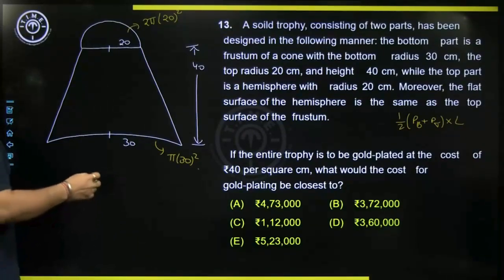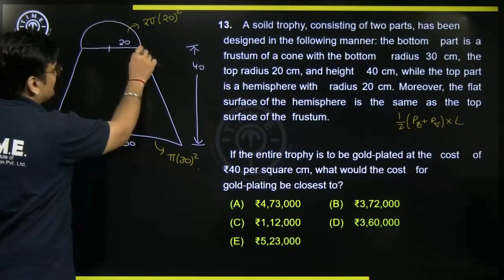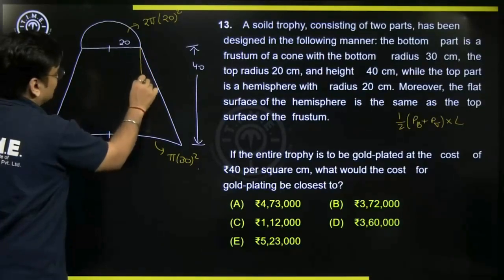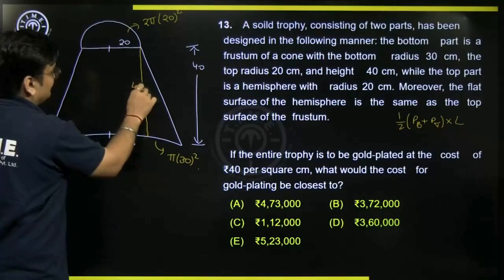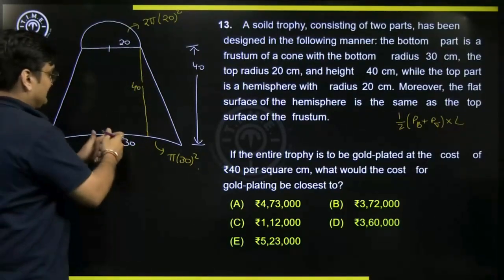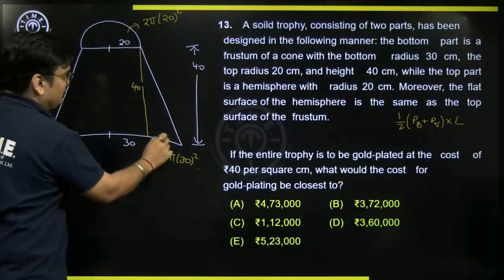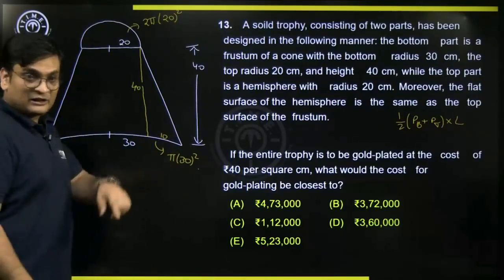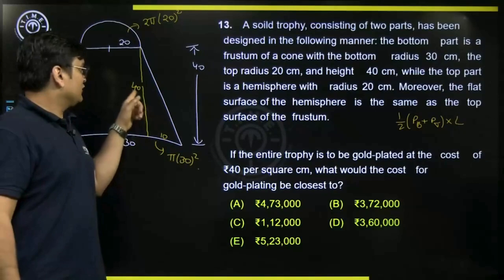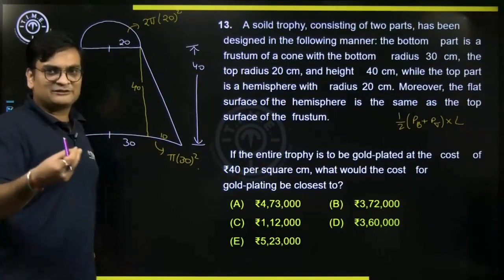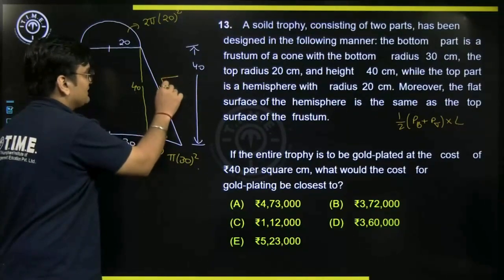So for finding the slant height, I'll do some construction here. If I drop a perpendicular, this is 40, this is 30, this is 20, so this is going to be 10 naturally. And now by applying Pythagoras theorem, slant height will be nothing but square root of 40 square plus 10 square. Apply Pythagoras, you will get that as root 1700.